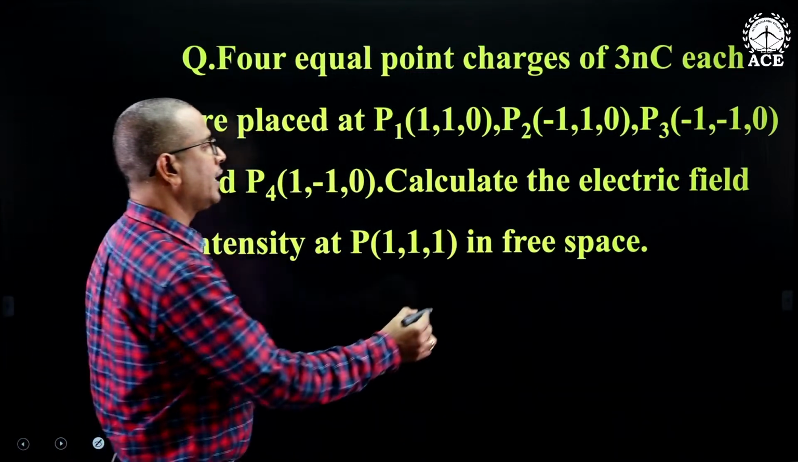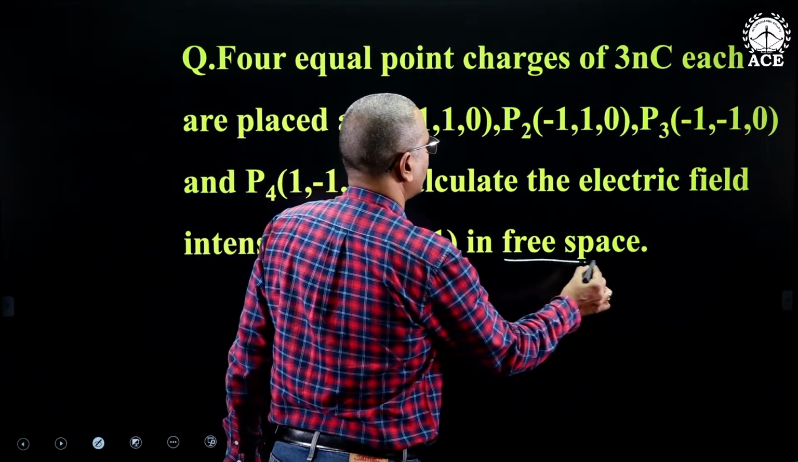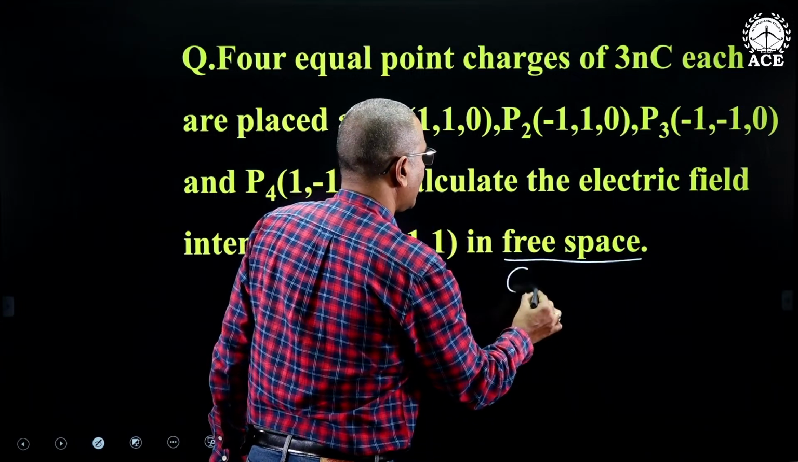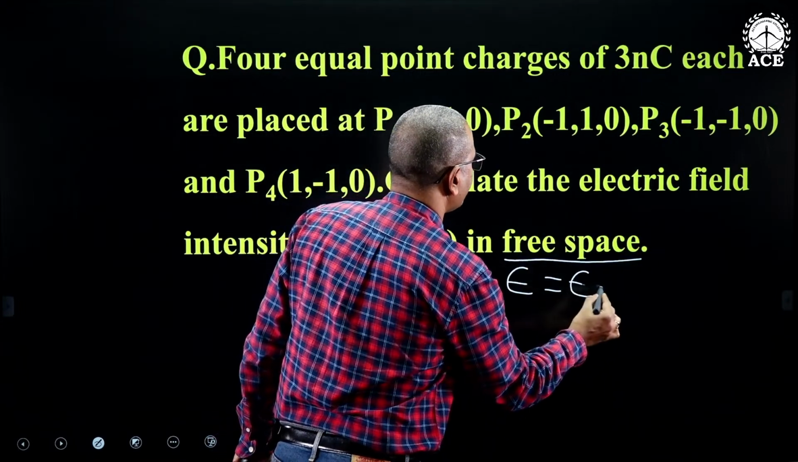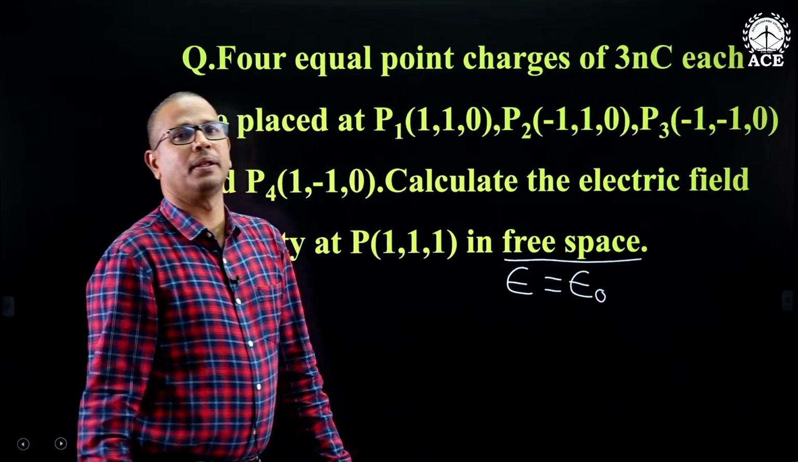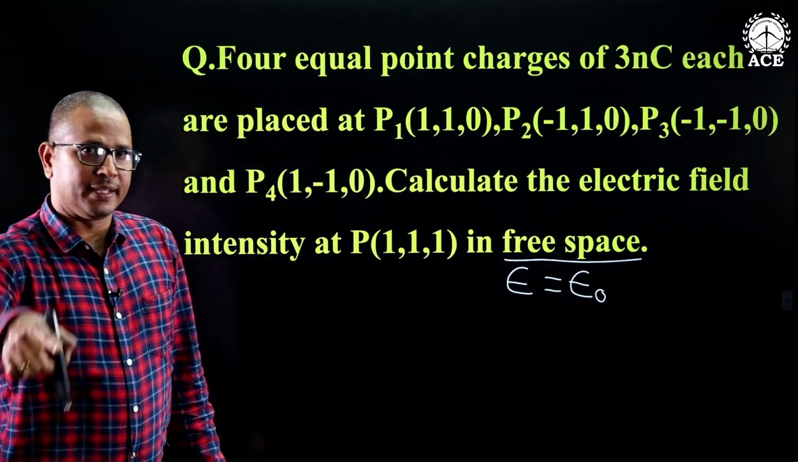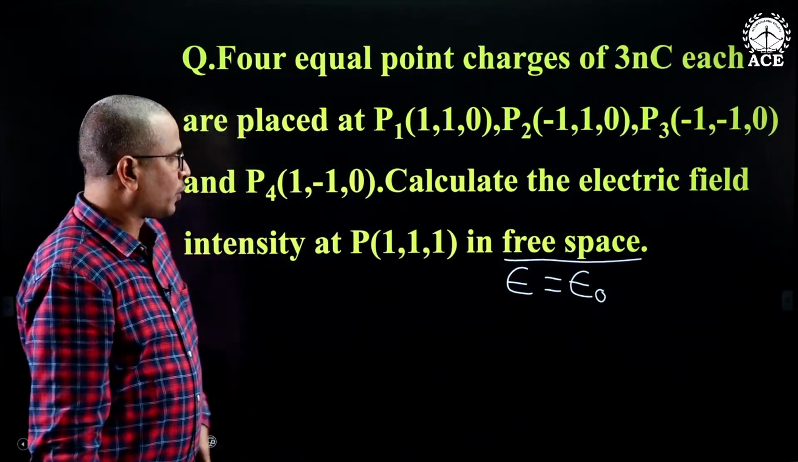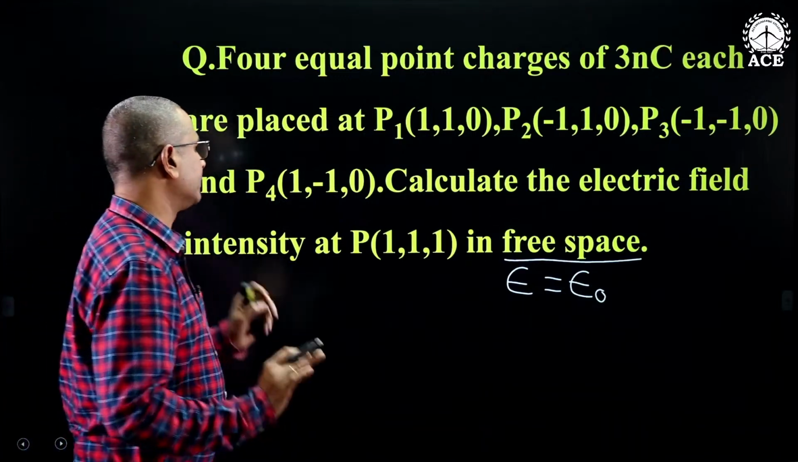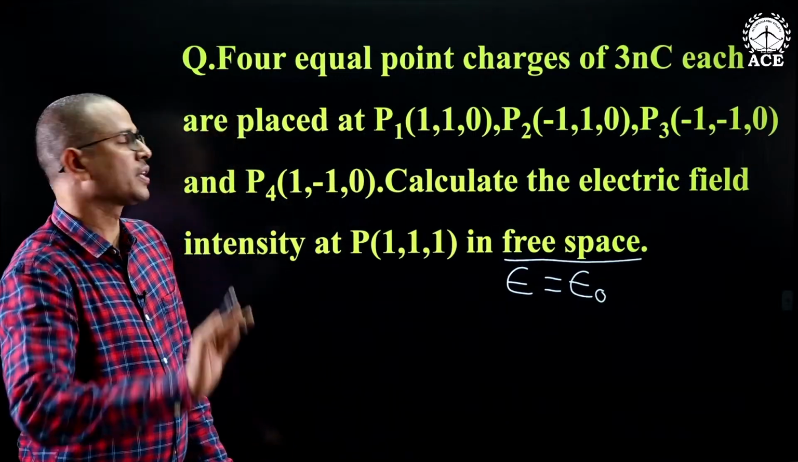They mentioned the medium is free space. What is the medium here? Free space means epsilon equals epsilon naught. That you have to keep in mind. Except for free space, if any medium is specified in the question, then you must take that value only.